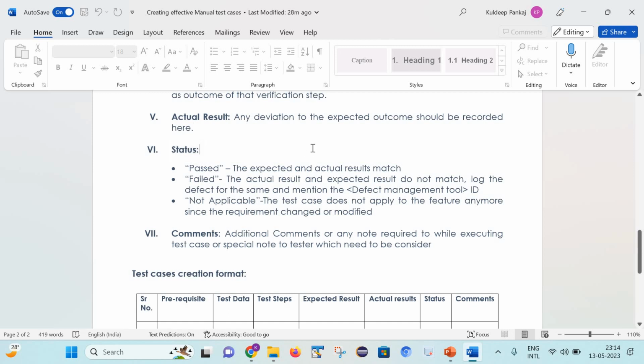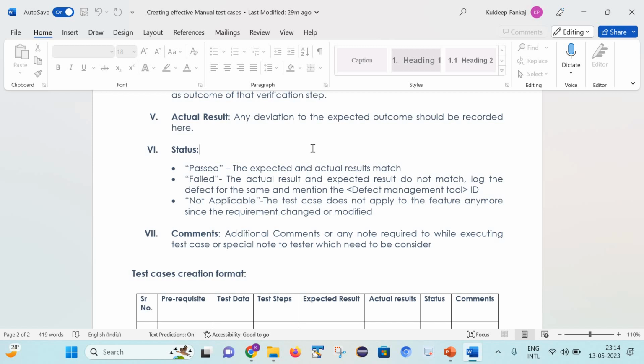There can be multiple statuses. First is pass, which means your expected and actual results are matching when you are executing your test cases, so you can mark that test case as pass. Failed: when your actual result and the expected result are not matching, you can mark that test case as failed. And for each failed test case, you should report the defect in the defect management tool. It can be any tool like Jira. You can log the defect in Jira and just mention the Jira ID for that failed test case.